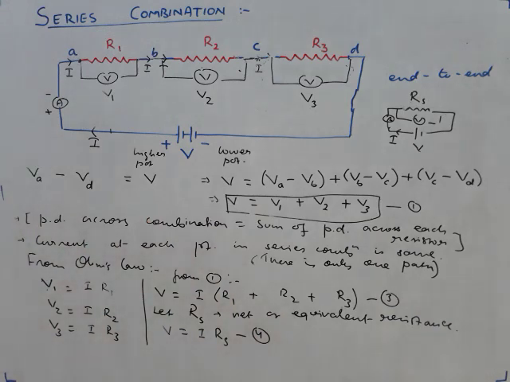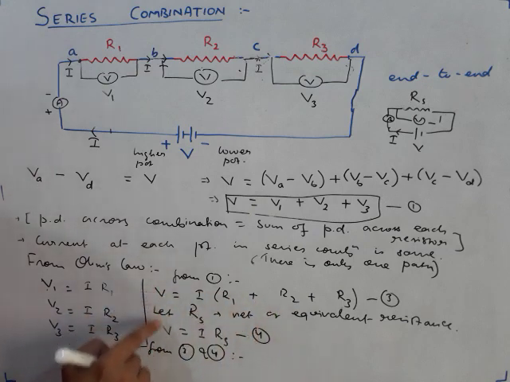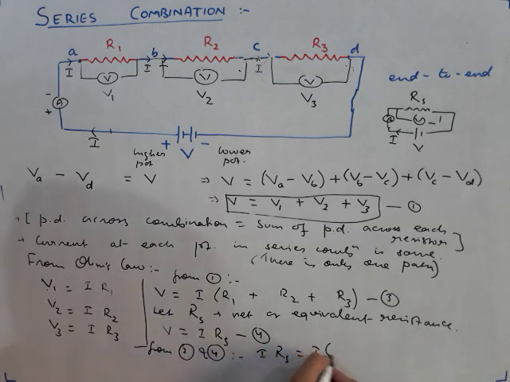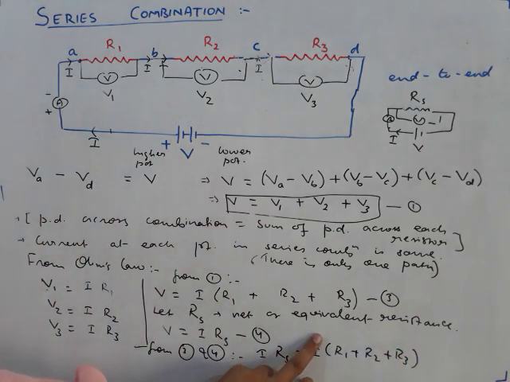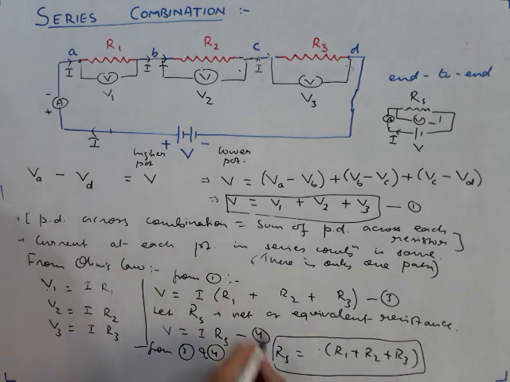Now we shall equate equations 3 and 4. So we'll write from 3 and 4. You see their LHS are same, V and V. So their RHS must also be same. So I times Rs must be equal to I times R1 plus R2 plus R3. Current I will cancel from both sides. So we will be left with Rs is equal to R1 plus R2 plus R3. Now this is the formula for expression for the equivalent resistance for a series combination of resistors.